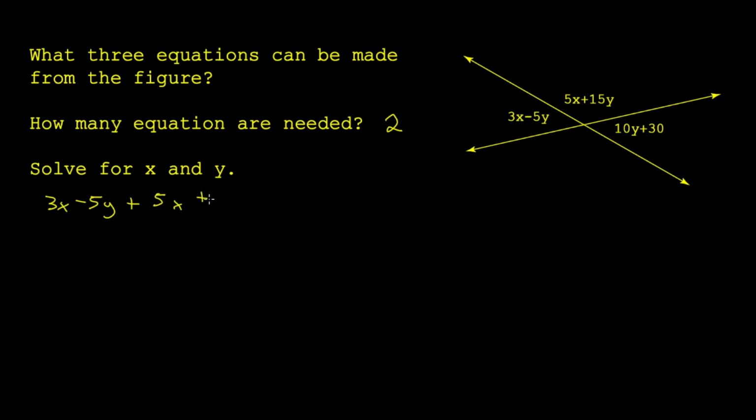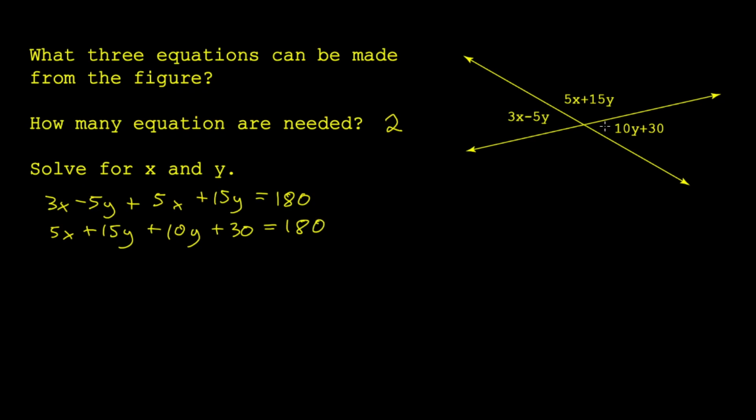So first, these are supplementary, therefore 3x minus 5y plus 5x plus 15y equals 180. That is one equation. Our next equation will involve these two angles that are supplementary. Therefore, 5x plus 15y plus 10y plus 30 equals 180 again because they're supplementary.